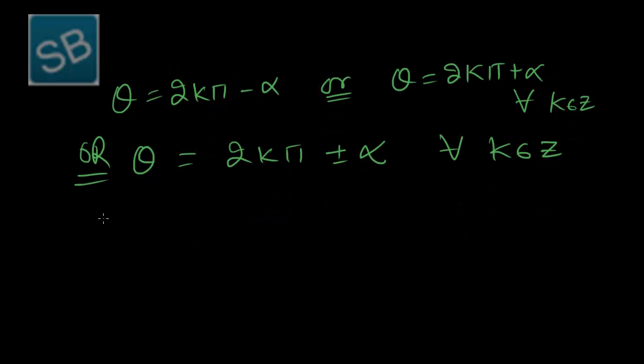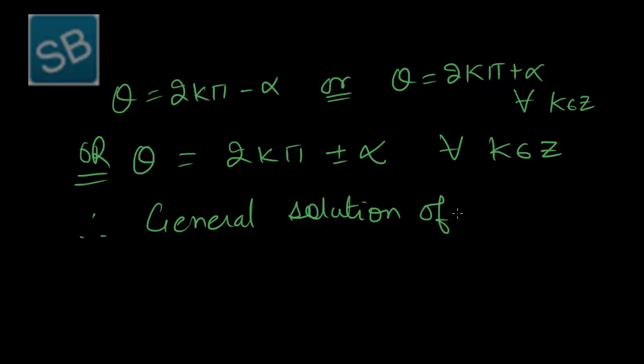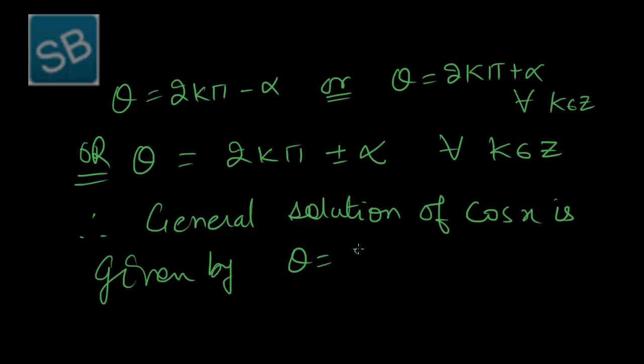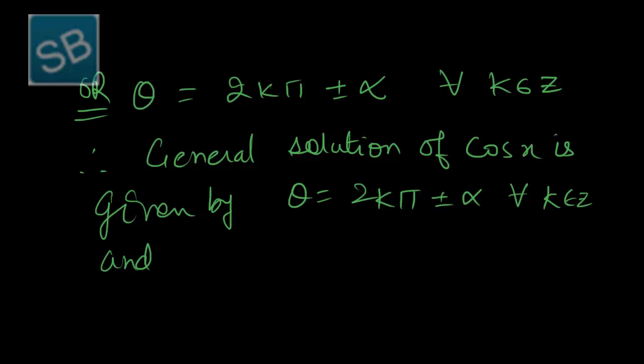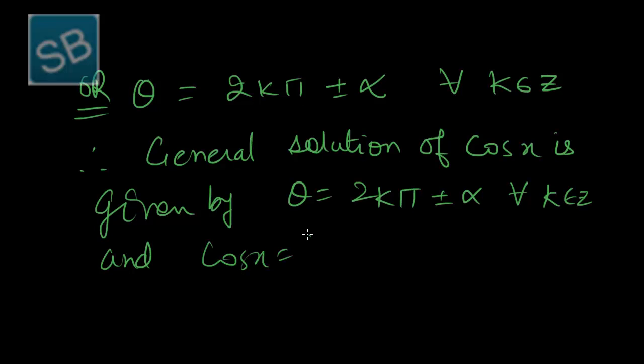Therefore, the general solution of the cos function is given by theta is equal to 2k pi plus or minus alpha for all k belong to Z, and cos x is equal to cos alpha, where alpha belongs to 0 to pi.